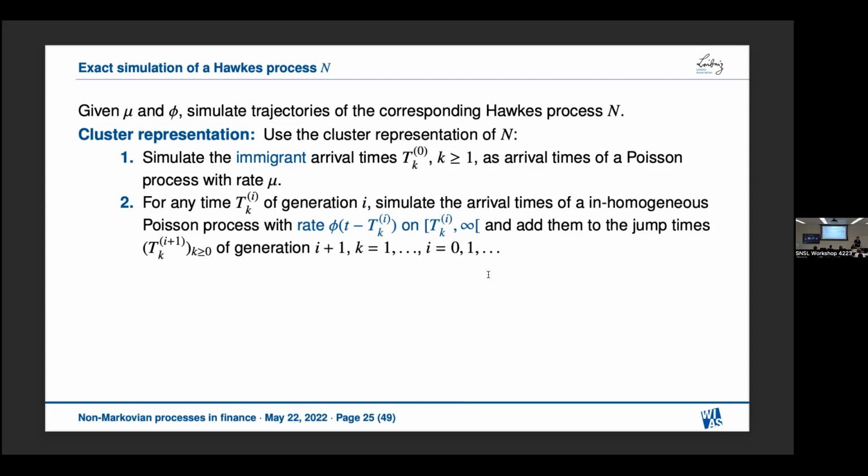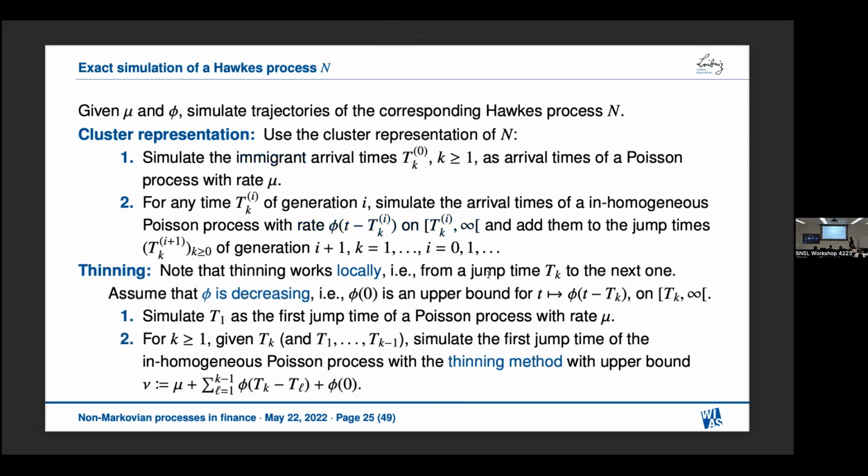And it's done. The second one is the thinning method. And here, a very natural assumption is that phi is decreasing. Again, the idea is an event happened that has a big impact and over time you forget. If you have this assumption, then coming to your question, phi of zero is an upper bound for phi of t.